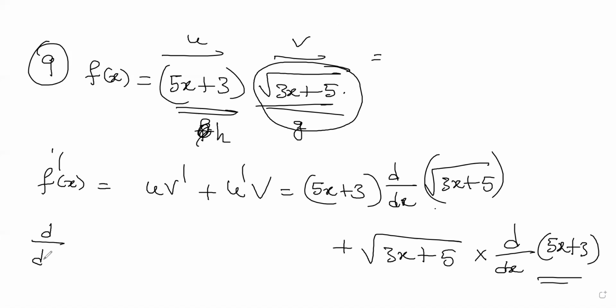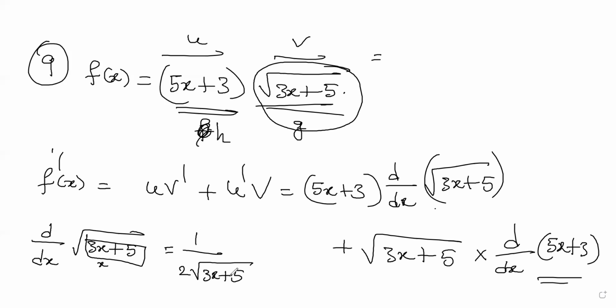See, d by dx of square root of 3x plus 5 is there. So what you have to do is assume that this entire thing is x. So the derivative of root x is 1 by 2 root x. So you get 1 by 2 root 3x plus 5. And then you multiply with the derivative of 3x plus 5. That's all you have to do. So assume it is like root y is there. What do you have to do with the root y?